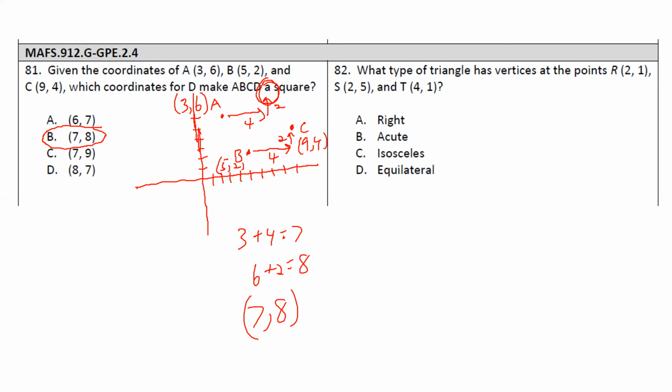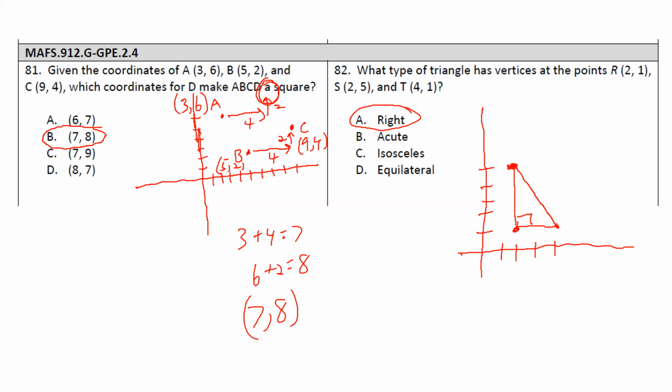Again, it helps if we can visualize it. So draw a graph. All those points are positive, so we can draw just the first quadrant. We have a point at 2, 1. We have another point at 2, 5. We have a point at 4, 1. And look at this triangle. What type of triangle is that? That's a right triangle.